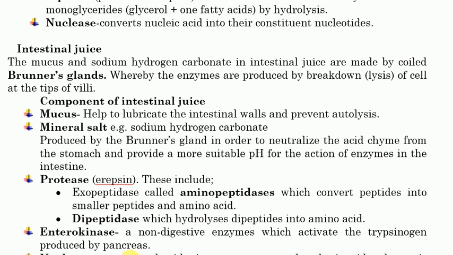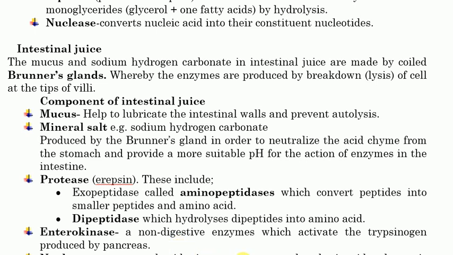As I told you earlier, carboxypeptidases break the polypeptide chain at the carboxyl end. Now here in the intestinal juice, we have aminopeptidases, which break the polypeptide at the amino end, converting polypeptides into smaller peptides and amino acids. And then we have dipeptidases, which hydrolyze dipeptides into amino acids. As we observed, most of the enzymes of the pancreatic juice digest the protein into dipeptides. Now the dipeptidases are present in the intestinal juice, and most of the time they are bound to the wall at the tip of the cell wall of the intestine.